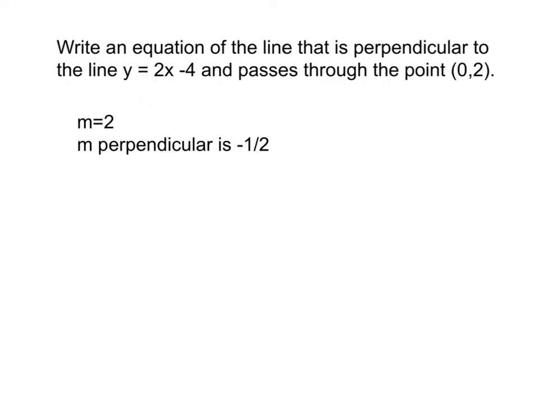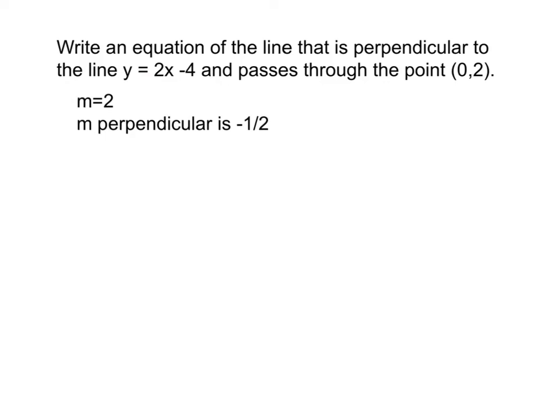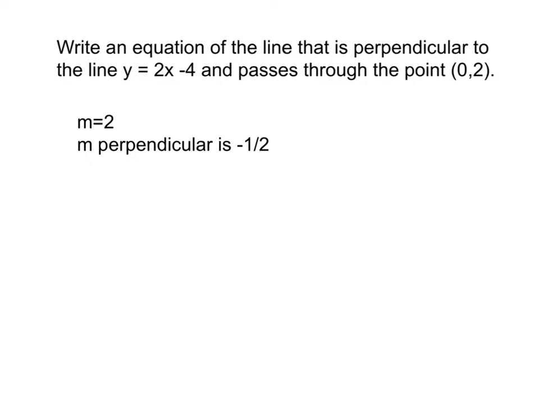If the slope of this line is 2, then the slope of the line perpendicular to it is the reciprocal of 2, which is 1/2, and has the opposite sign. So in this case here, the slope would be -1/2. Another clue that we're given is that it passes through the point 0, 2. And we know that when it passes through the y-axis with x equals 0, what we have is the y-intercept.